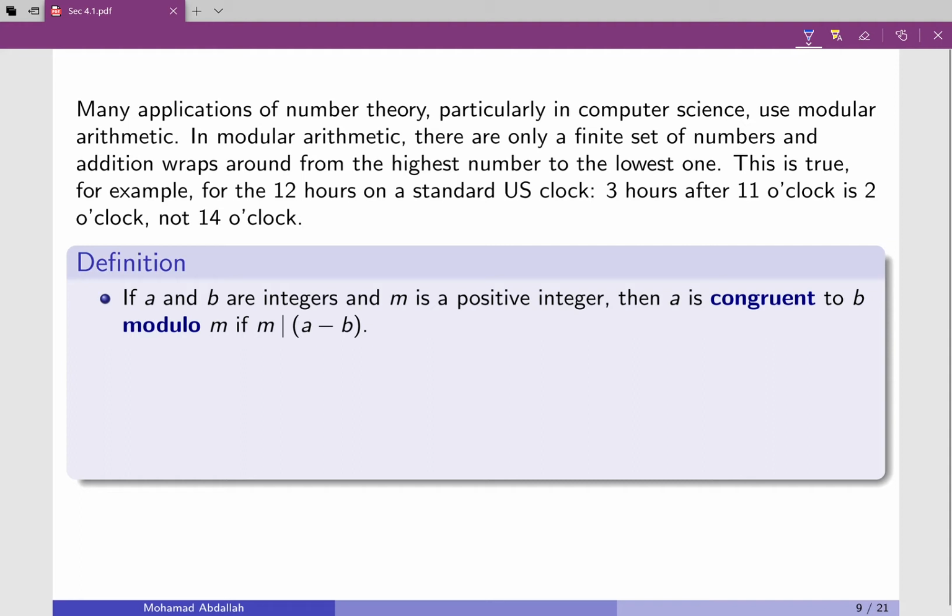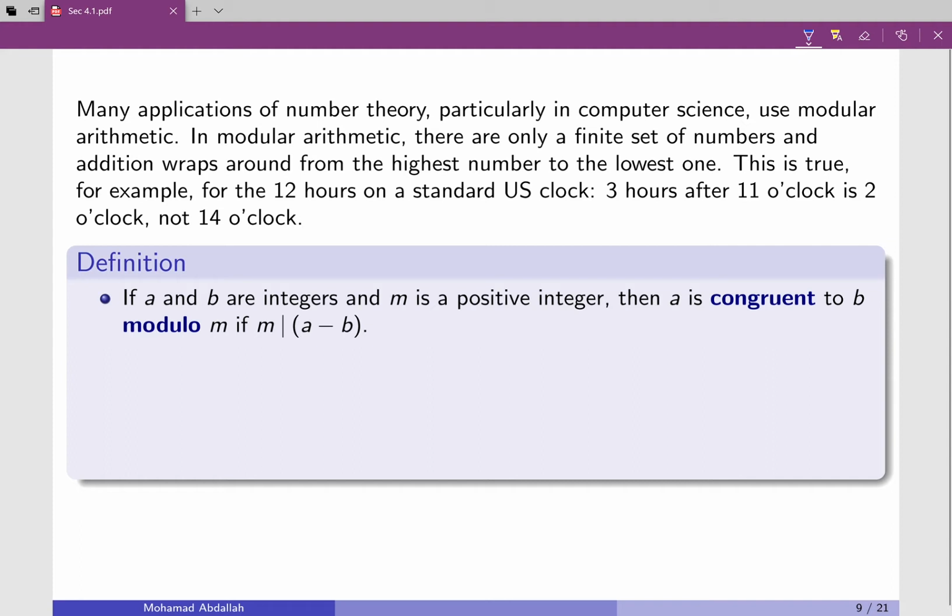So for example, if I want to do 10 plus 5, I don't write 15. So it's like if it's 10 a.m. now and I have 5 hours after 10, I don't say 10 plus 5 is 15. Well, I say that 10 plus 5 is 3. Okay, so this idea is what we call modular arithmetic. So let's start here with some definitions.